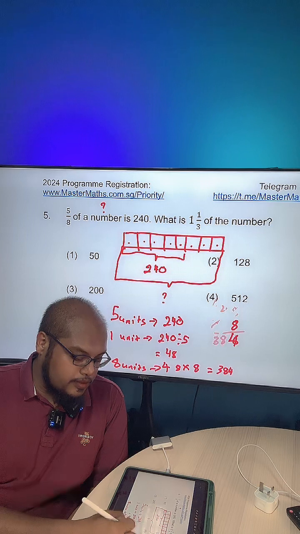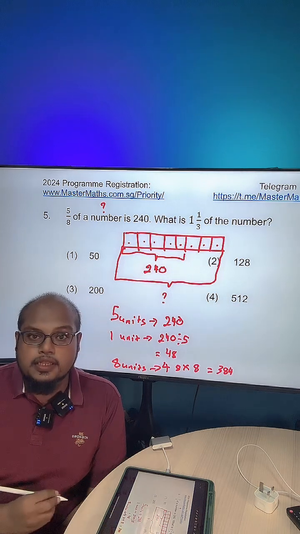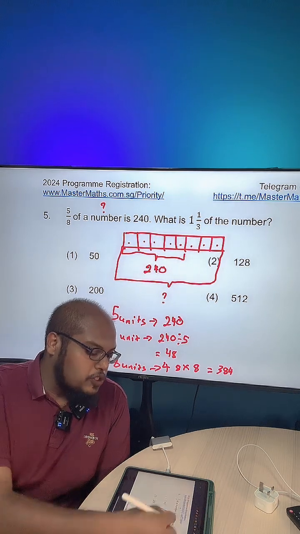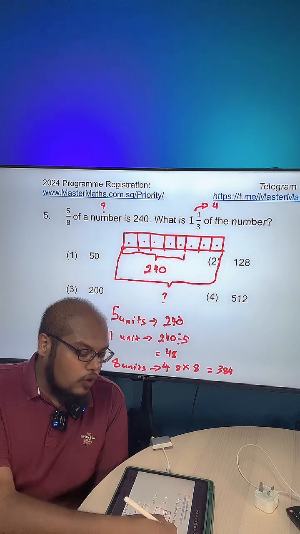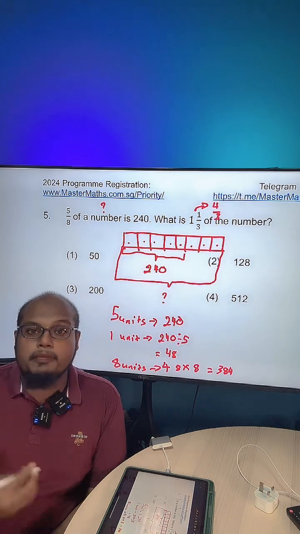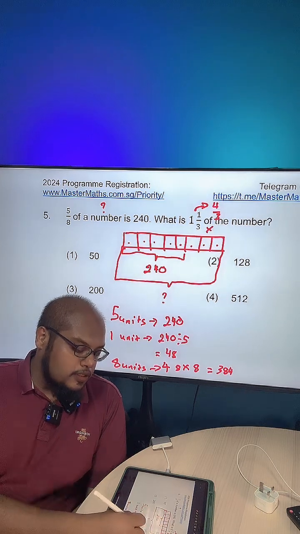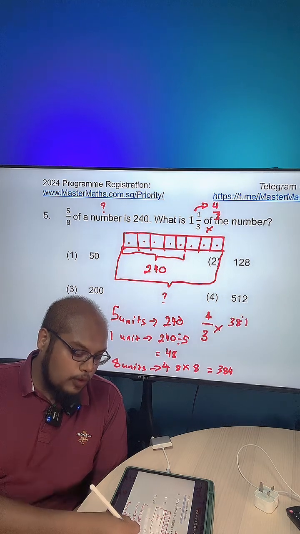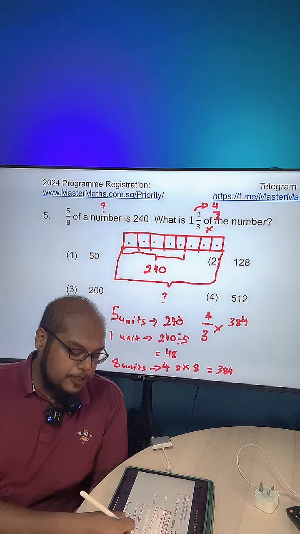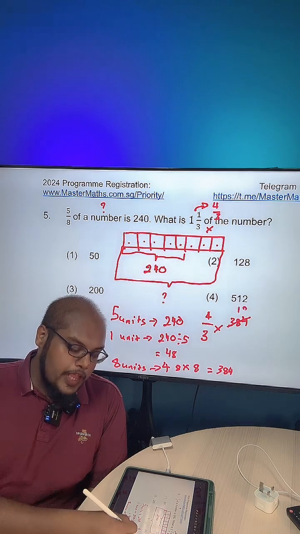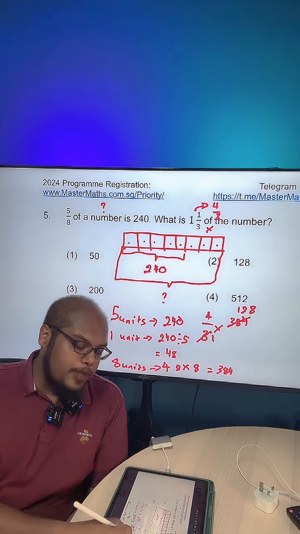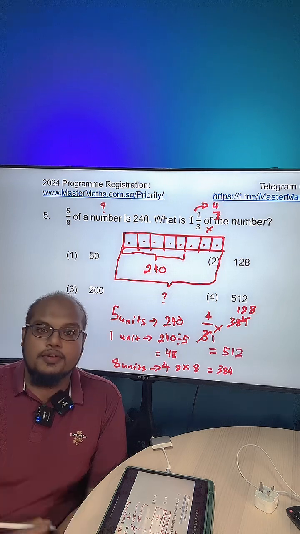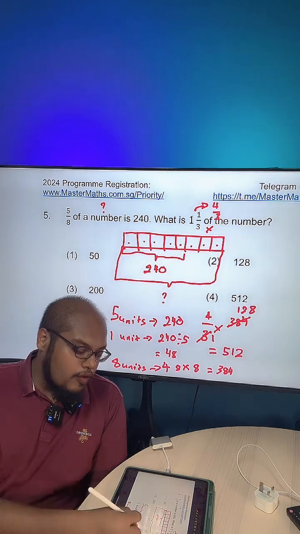So what's the next step here? Okay, the next step is they say 1 and 1 third of the number. 1 and 1 over 3, right, is actually 4 over 3. And "of" in maths is times. So you need to do 4 over 3 times 384. What you do is you can divide by 3. You'll get 128. Then you take 4 times 128, you will get 512. Okay, and the answer is 512.